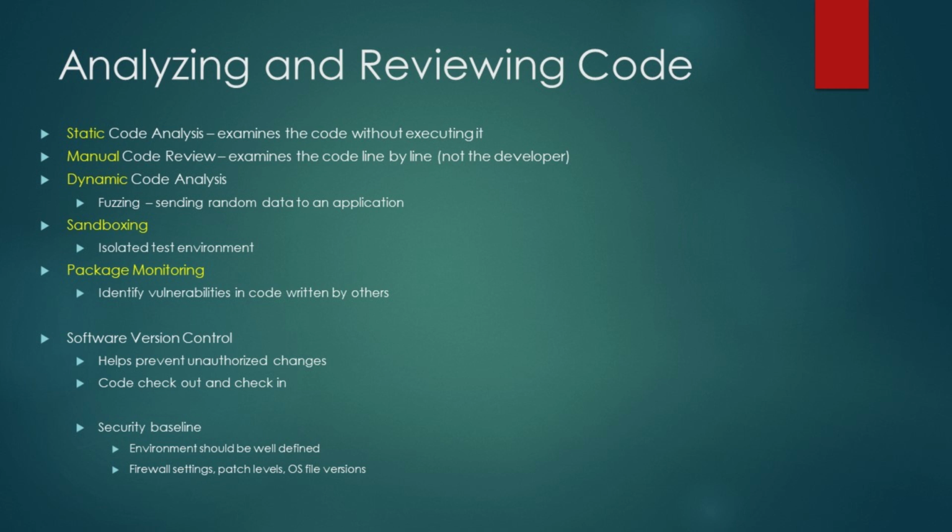Second is manual code review. This is where a human, ideally someone other than the original developer, reads through the code line by line, specifically looking for security flaws and logic errors. It's time-consuming, but can catch things tools miss. Need that human expertise. Definitely.